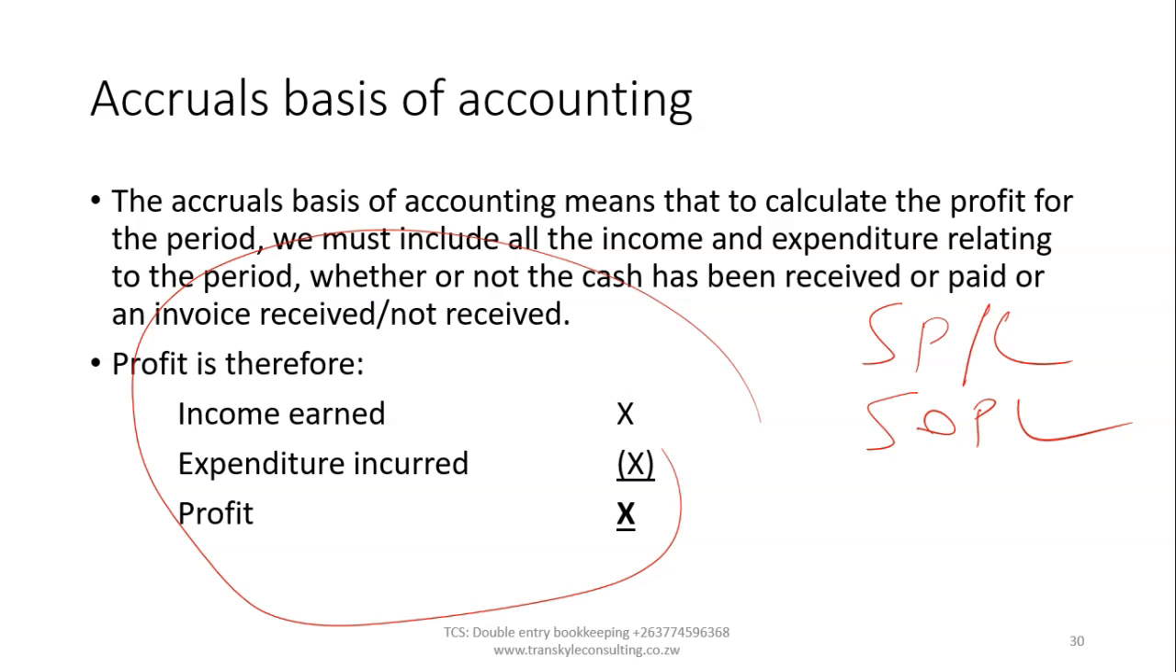So we just assume that we only record the income that has been earned in that particular period vis-a-vis the expenditure that has been incurred, regardless of the fact that the cash was actually received or paid. So, accrued and prepaid expenditure.